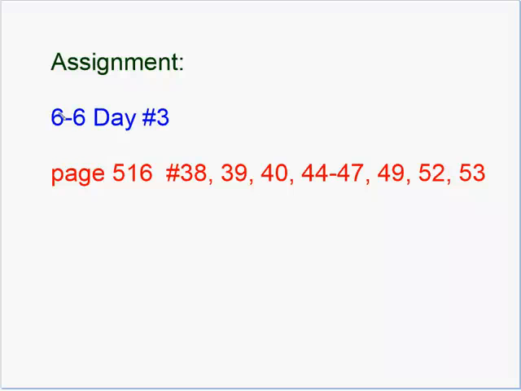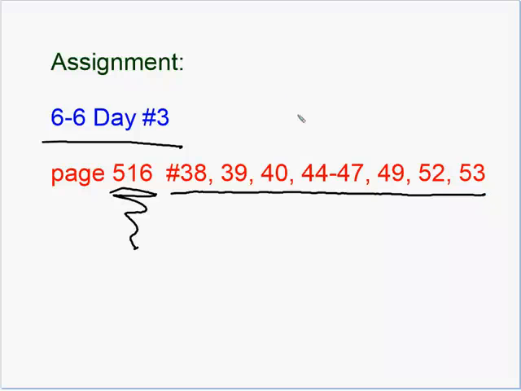Homework for this section, 6.6 day 3, that's page 516, these problems. The odd ones, again, check them in the back of the book. The even ones, be a little extra careful with. Those answers are not in the back of the book, and those are the ones I really, really look at when I'm grading the homework.